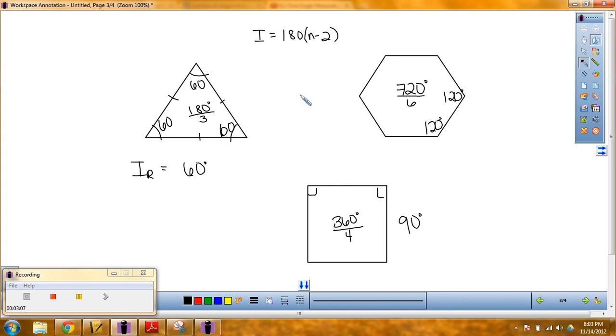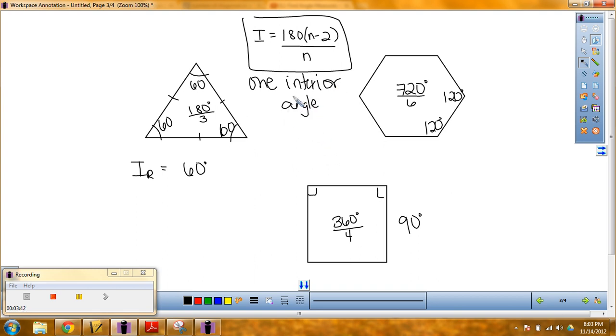Right? So therefore, we can translate our sum equation very easily to find one angle by simply dividing by the number of sides, because if we have 3 sides, we have 3 angles. 4 sides, 4 angles, 6 sides, 6 angles, and so on. Okay? So, here is your formula for finding one interior angle. Right? And again, this only works when we have regular polygons. If we didn't have a regular polygon, we would not be able to use the fact that all of the angles are going to be the same.